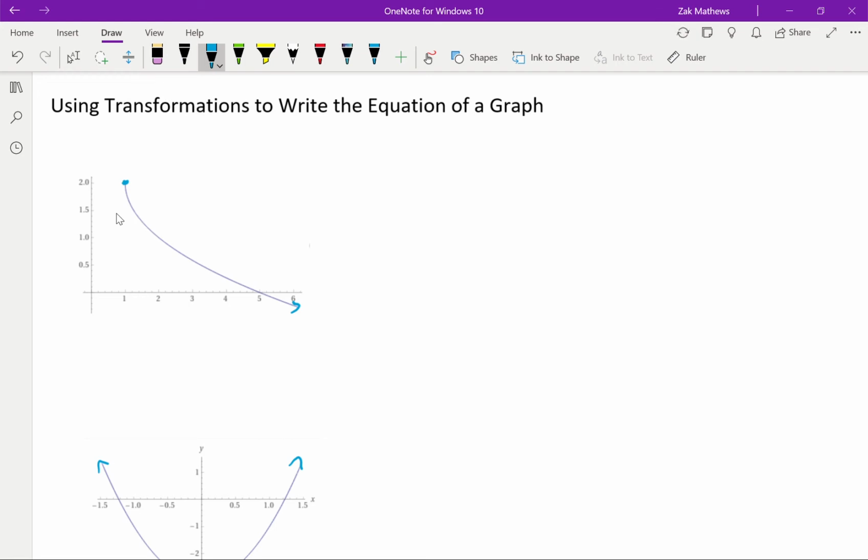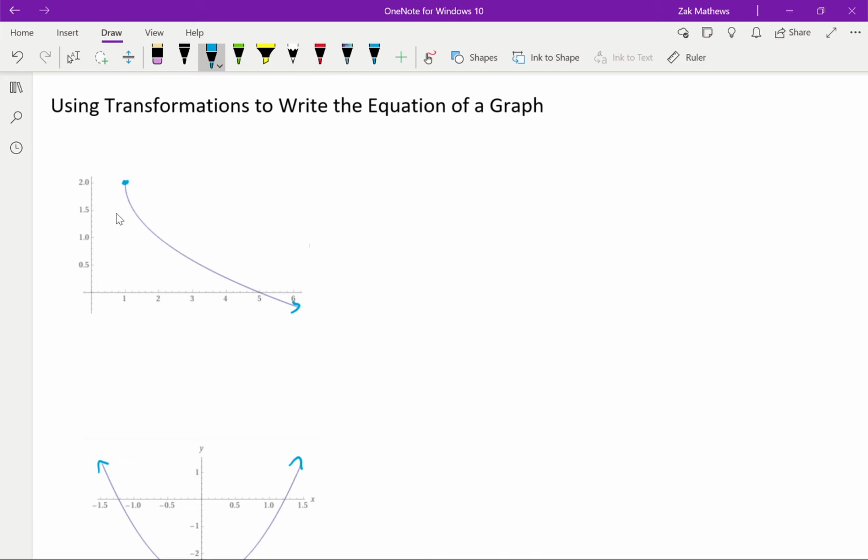All right, this is our last video related to the transformations of functions and their graphs. So in this video, we're going to use what we've learned to look at a graph and then write its equation. So this is going to require us to remember all of our parent functions, their basic shapes and their traditional points, along with all of our rules for transformations.